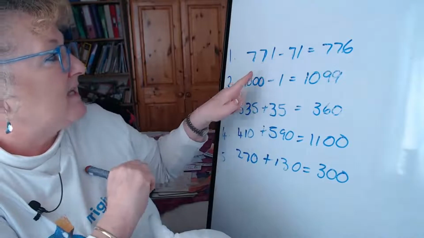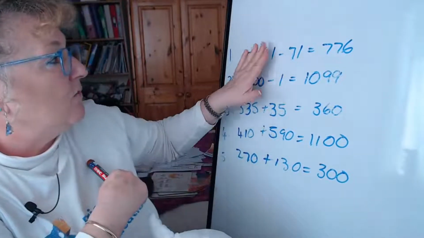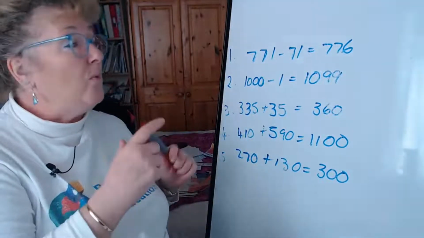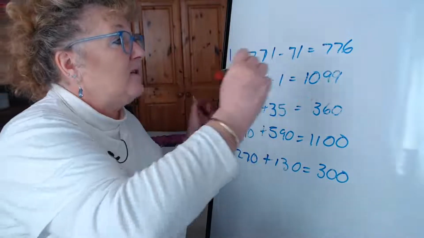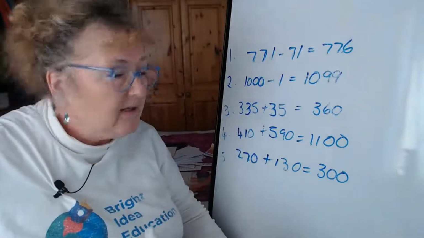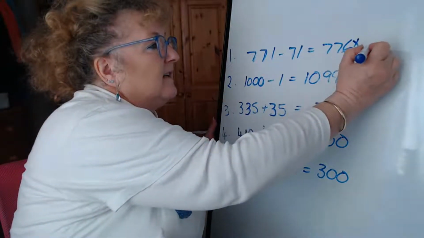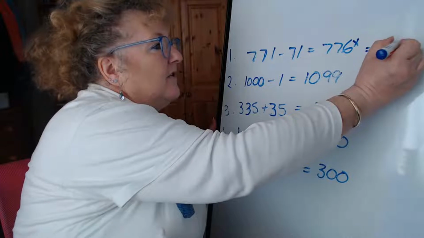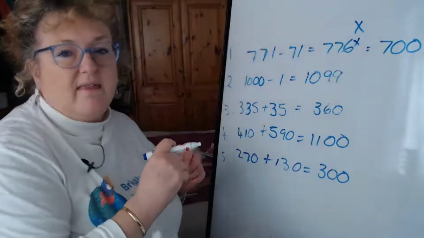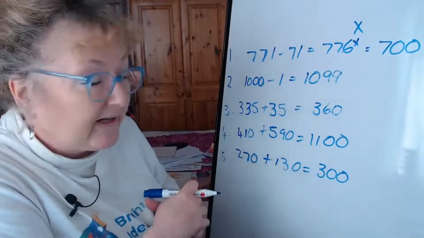So let's look at this. 771 take away 71. If we took away that 71, what would it leave us with? It would not give us 776. It would give us 700. That's what we would get. That is wrong. That is right. So make sure you mark your work to check that you got it correctly.